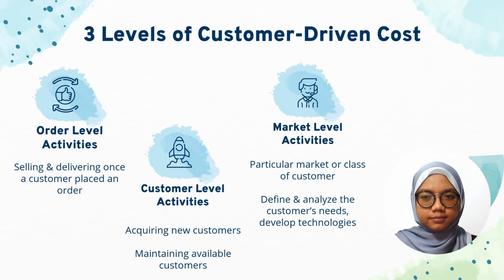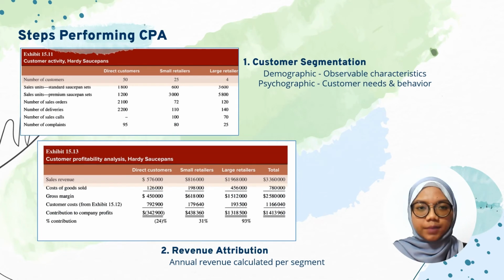Of CPA, there are in total 6 steps in performing the customer profitability analysis, and I will be explaining the steps according to the example in the textbook, which is the company Hardy Saucepan. So we will start with the customer segmentation, which differs across companies and industries. There are 2 approaches, identifying according to the demographic and also the psychographic.